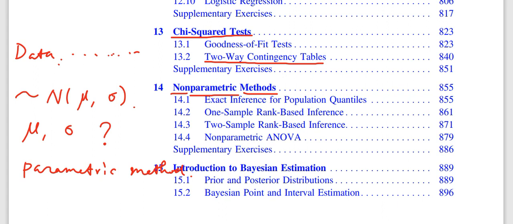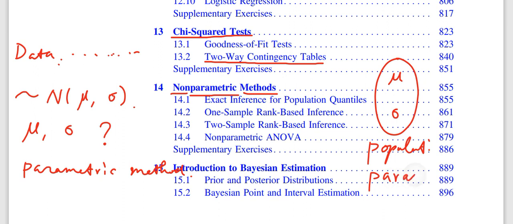This comes from a population. We call the population information the parameters. Okay. And suppose we have the data, the sample. From the data we can find the sample mean or sample standard deviation. So anything from the sample, we call a statistic.